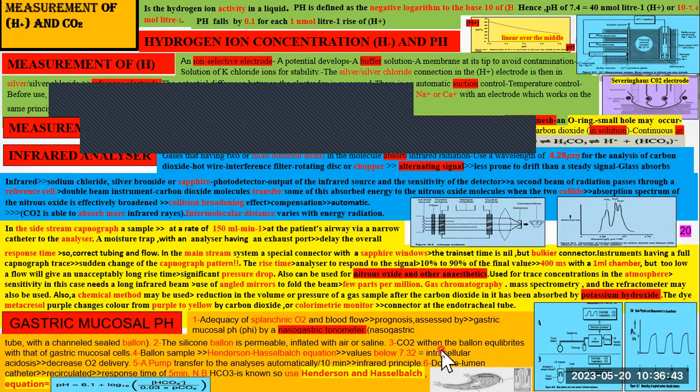As long as we know the bicarb and we know the CO2 concentration, we can figure it out from the equation. Of course, pH below 7.32 indicates hypoxemia. Of course, a pump takes the carbon dioxide every now and then from this balloon to continuously measure the CO2. Of course, now we have a double lumen catheter. It recirculates and gives a response time of 5 minutes. So this is a hint about measurement of hydrogen and CO2.